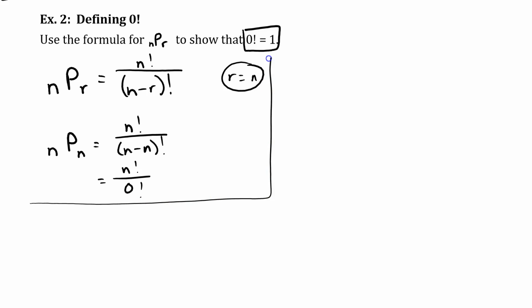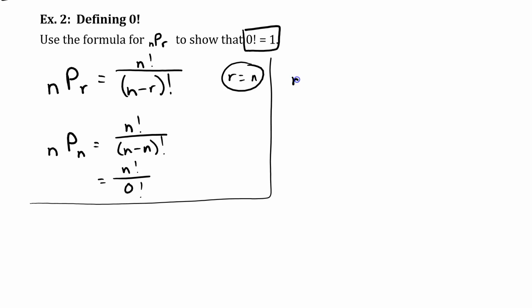Okay, so when we see 0 factorial, alarm bells kind of go off because we can't have 0 factorial equaling 0. And the reason why this is a little weird is because 0 is not a natural number. We only have permutations that are defined for natural numbers, so that's 1, 2, 3, 4, 5, 6, etc.